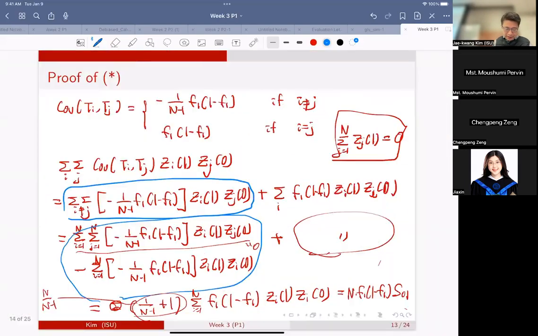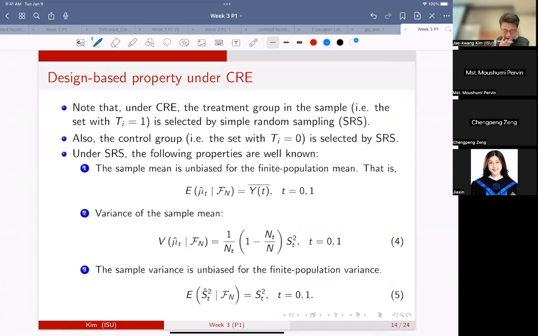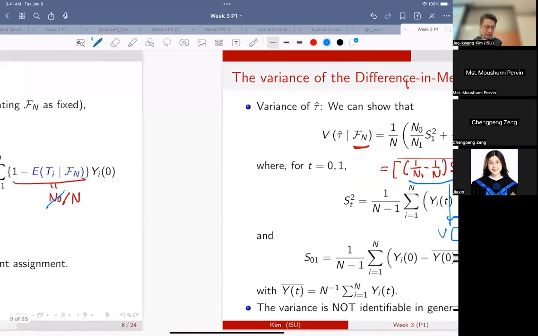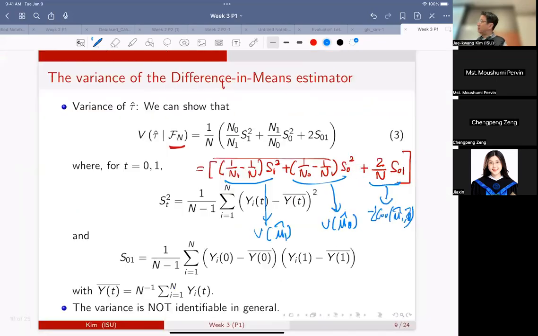So this is just another reflection or interpretation of the CRE, the completely randomized experiment, from a sampling point of view. If you have a sampling perspective, how do you want to interpret the result here, this expectation and variance?